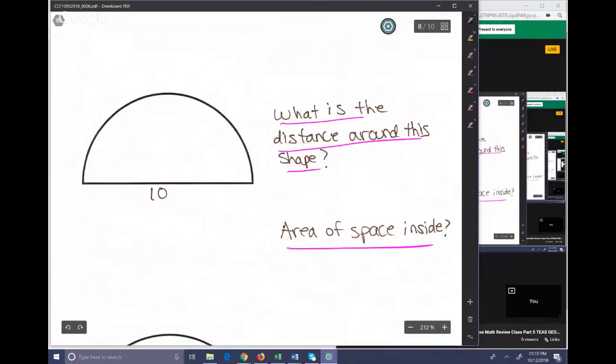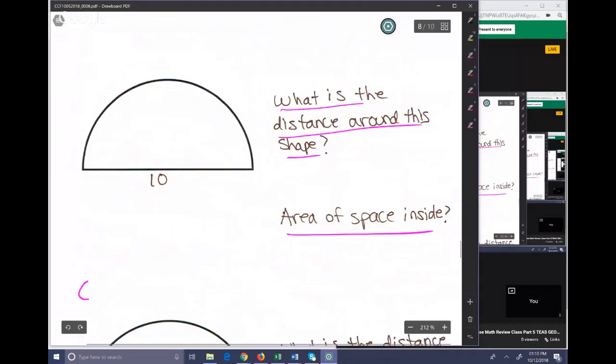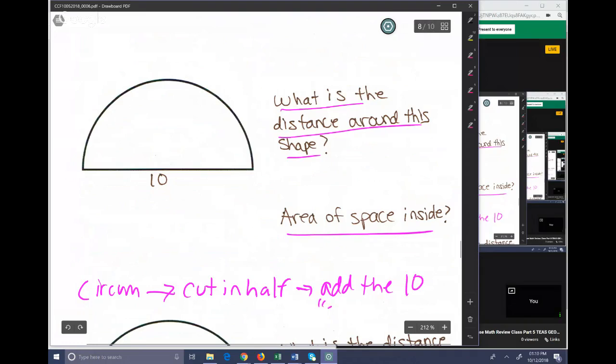So what is the distance around this shape? So what are we going to do? We're going to do the circumference of the whole circle. We're going to have to cut that in half because we don't have a whole circle. We just have half of one. And we're going to add the 10. We're going to add in the straight line that they added to the shape, and that's going to give us the distance across. So what we're trying to do is go from here. We parked our car right here. We're going to walk across this rounded path that goes around the pond. We're going to walk across the straight path, and that's going to bring us back to the car.